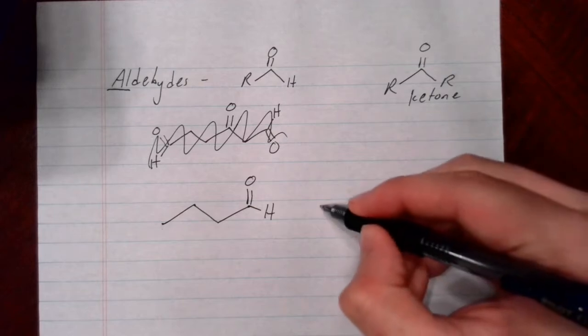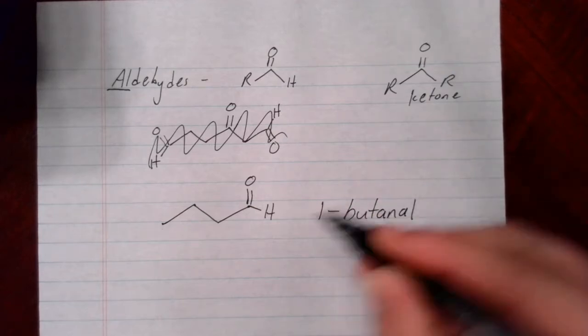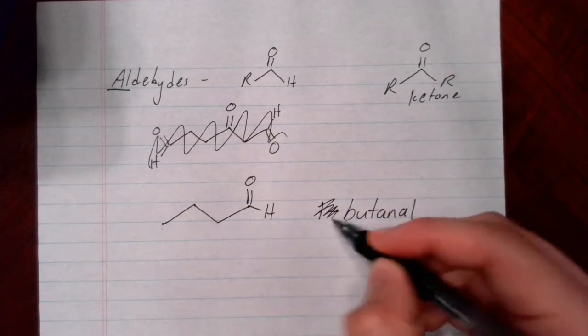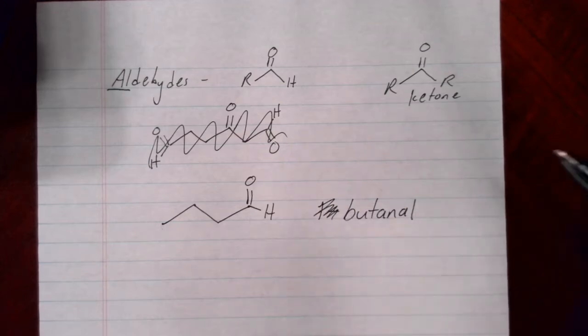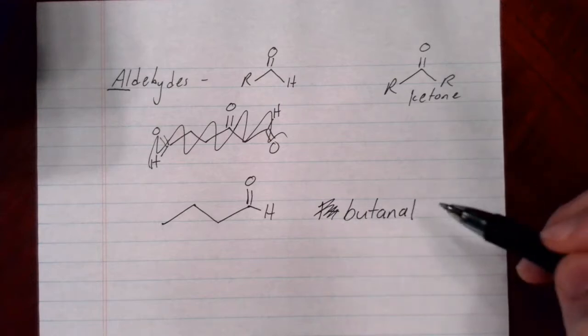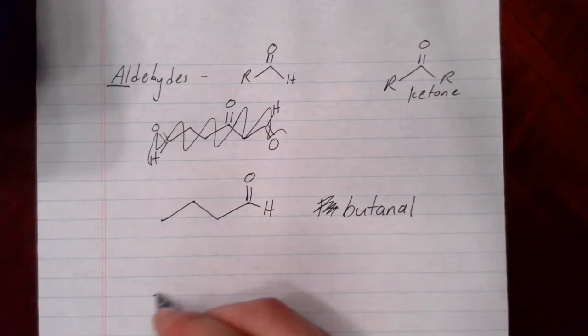I could put 1-butanal, because the aldehyde group is on the first carbon, but there's nowhere else for it to be. Aldehydes have to be on the end of a chain, so there's no need for me to put the 1 there. It's kind of understood. Let's look at another one.